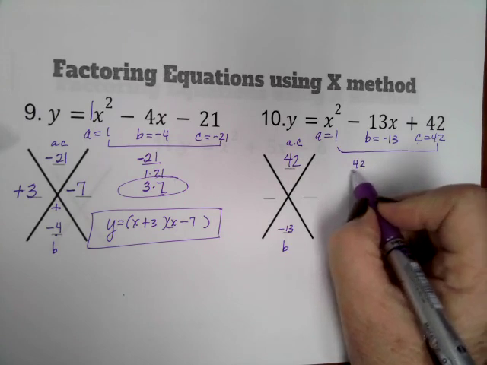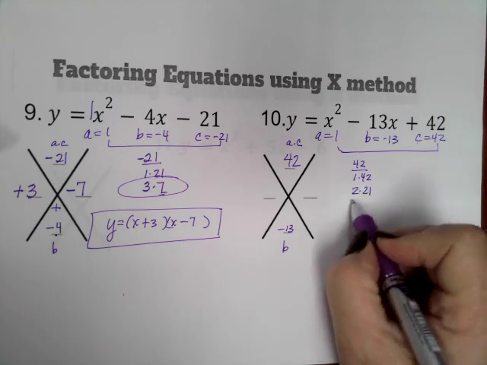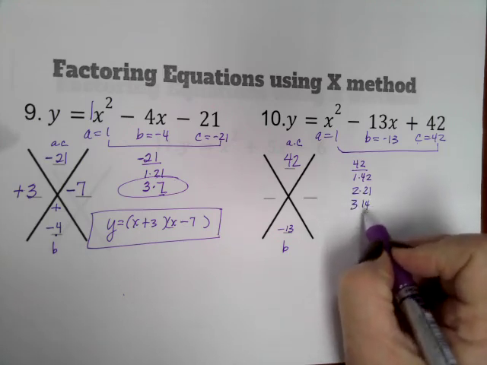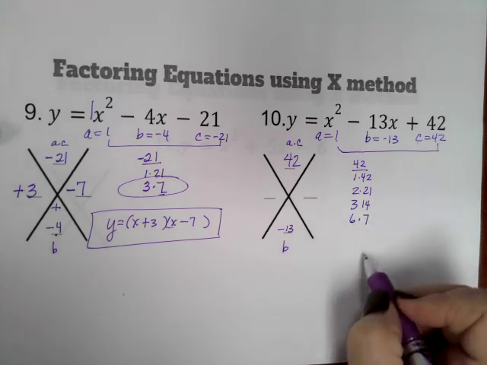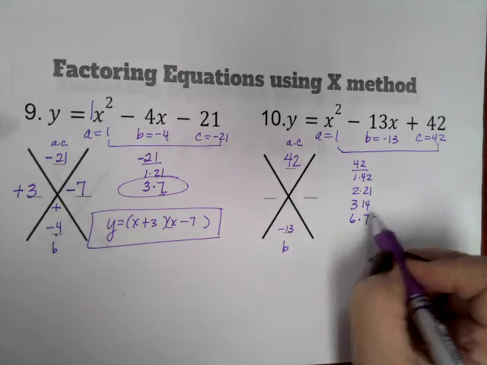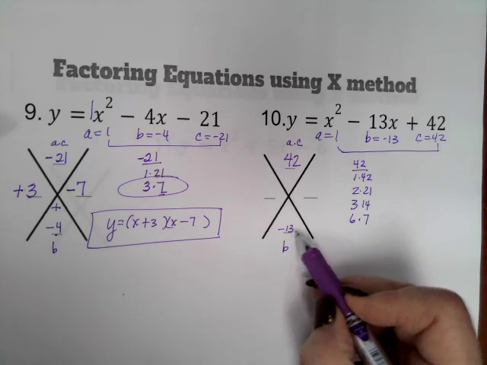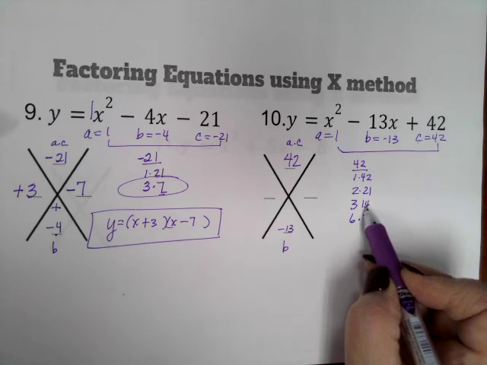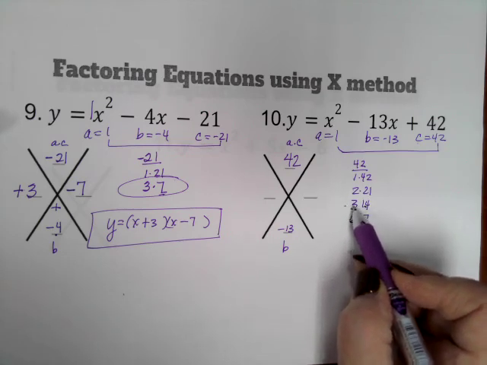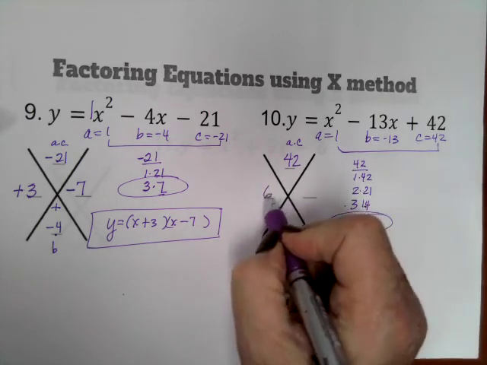List your factors of 42. 1 and 42, 2 and 21, 3 and 14. 4 doesn't work. 5 doesn't, 6 works. 6 and 7. And I believe that's it. Okay, 1 and 42 are too far apart to give me 13. 21 and 2 are too far apart. Let's look. 14. Could I do 14 minus 3 or 3 plus 14 and get that? No, but 6 and 7 would probably work.